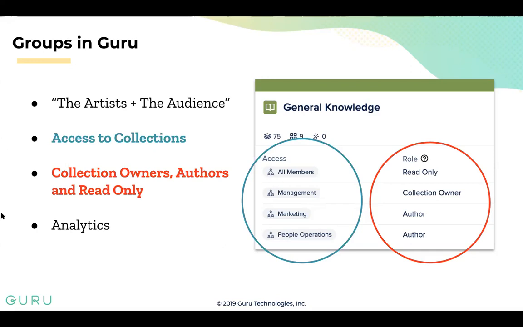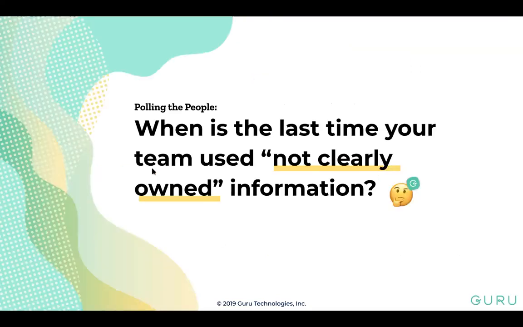Okay, we talked a bit about authors having clear ownership over knowledge. So I'm curious, when is the last time your team used information that was not clearly owned? Please answer the poll. I'm going to launch that.